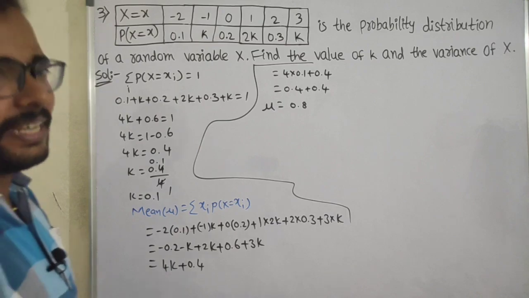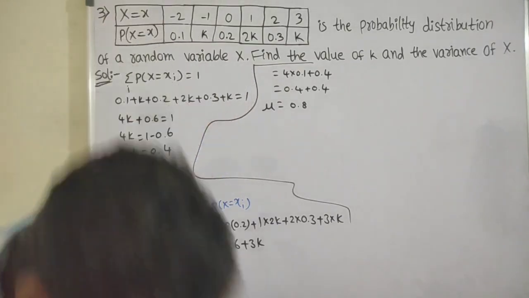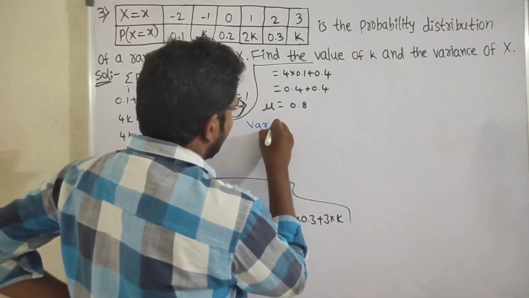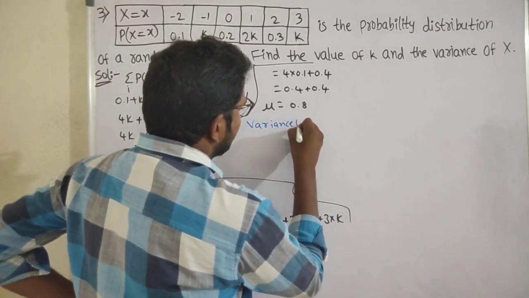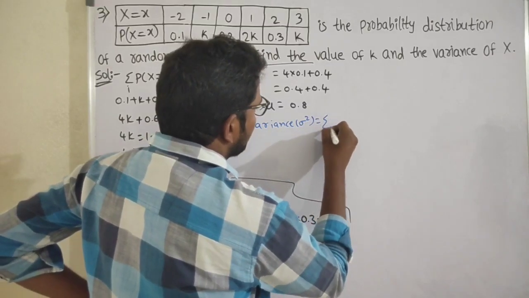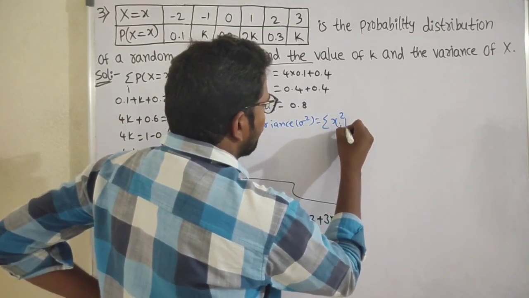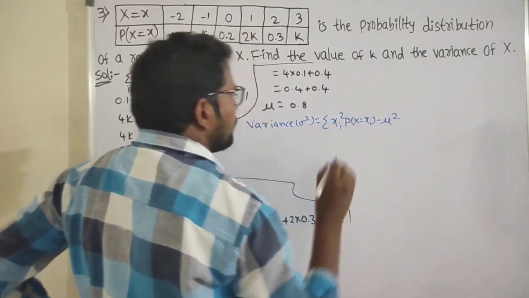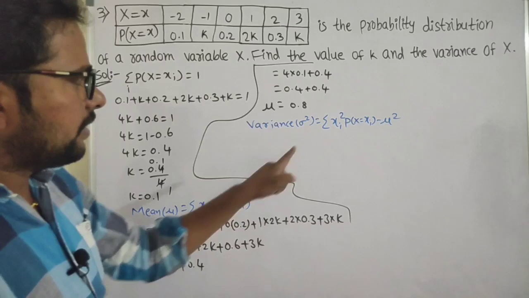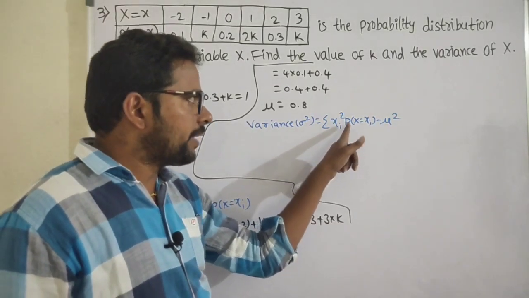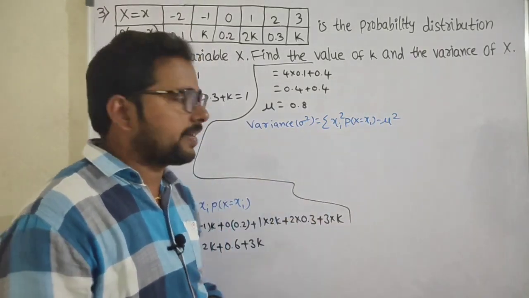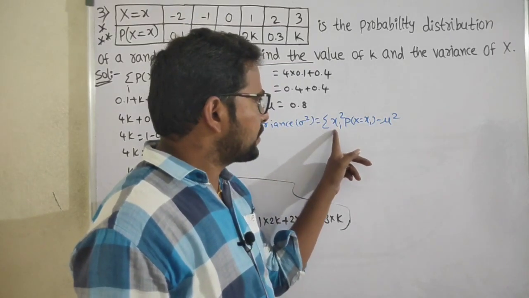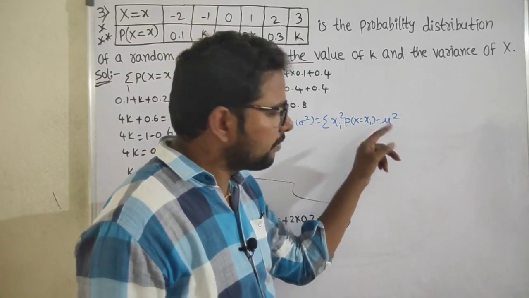Next we have to find the variance. What is the variance formula? These two formulas are mostly used in exercises, very important for long questions. Variance sigma square is equal to summation xi square into P(X = xi) minus mu square.